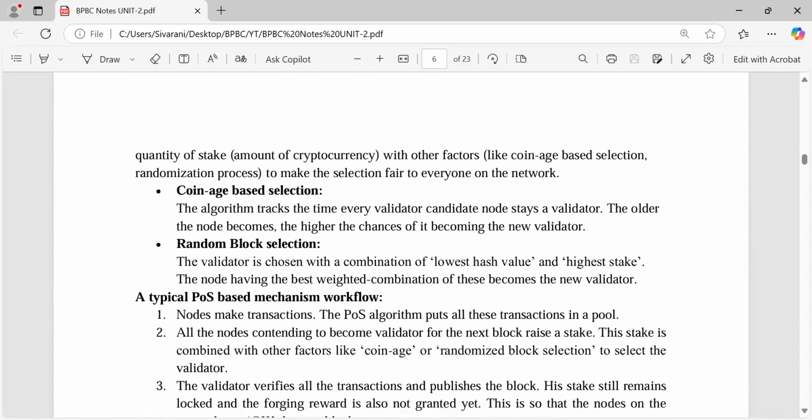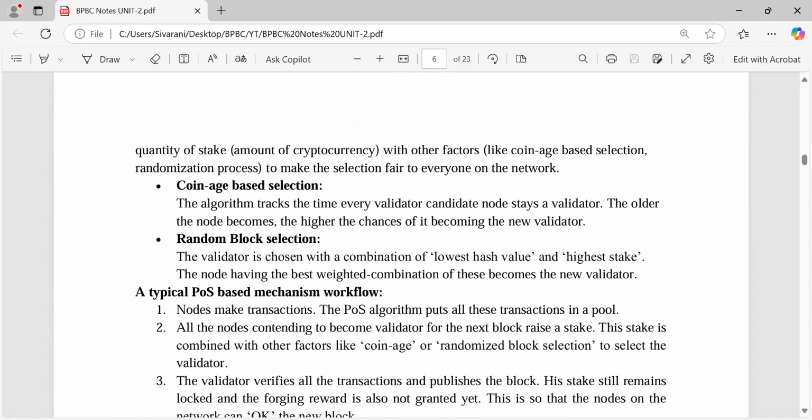What does coin age based selection mean? It is mainly to track the time every validator candidate node stays a validator. The older the node becomes, the higher the chance of it becoming the new validator. Random block selection means lowest hash value and highest stake. So these are the methods used, based on a weighted combination, to choose a new validator. In coin age based selection, the older the node becomes, the higher the chance of mining or creating that block.